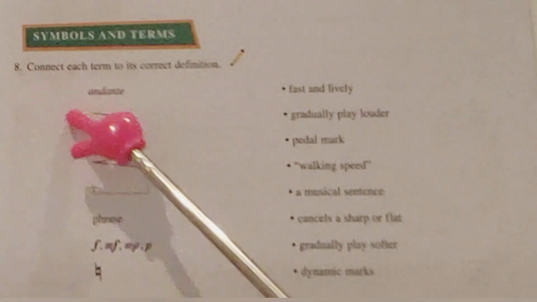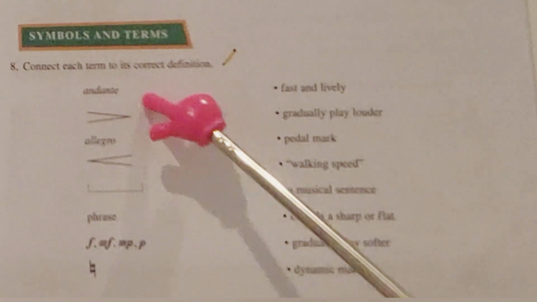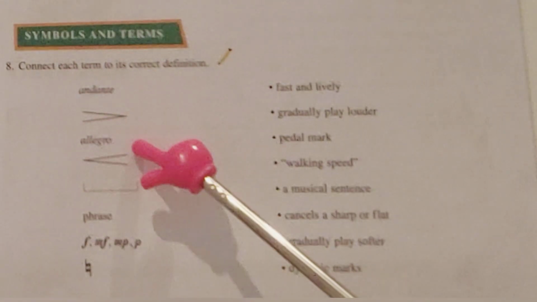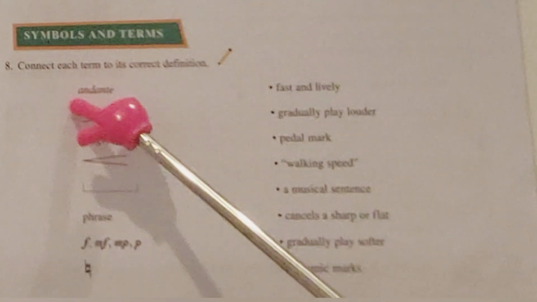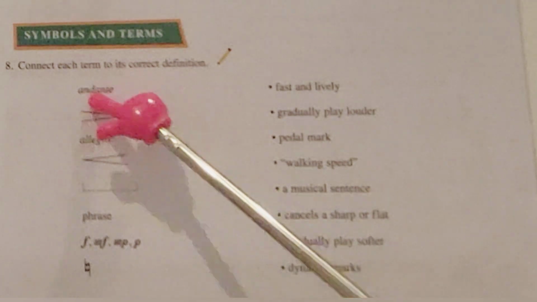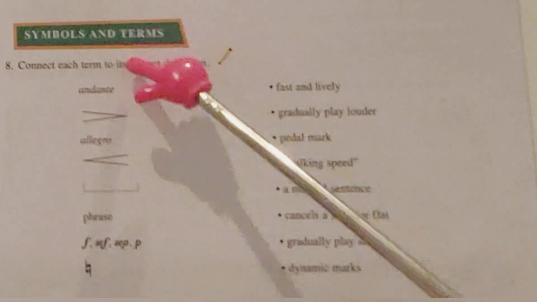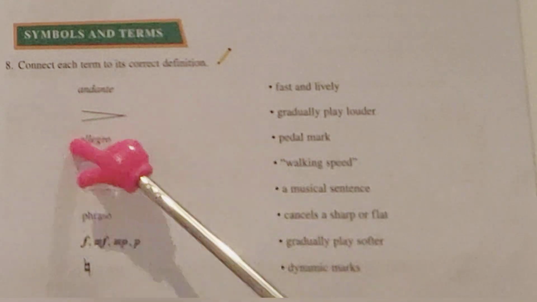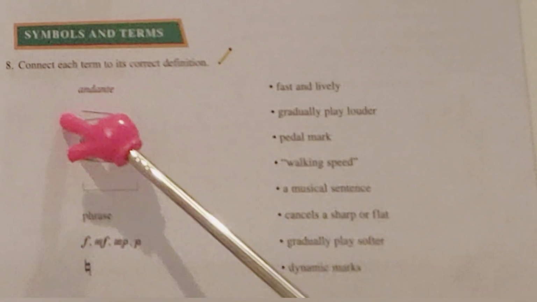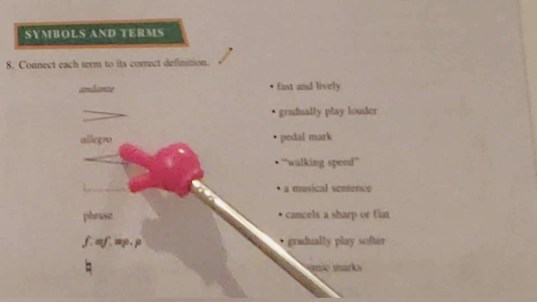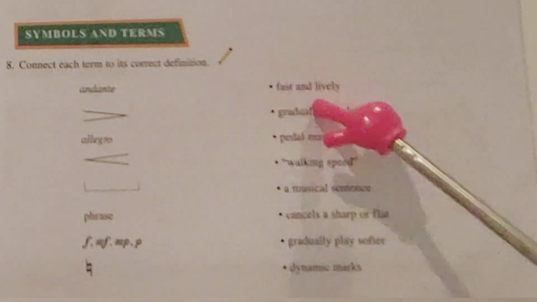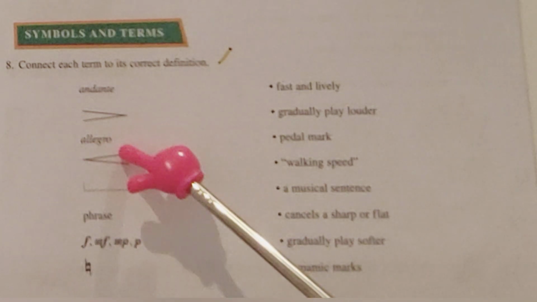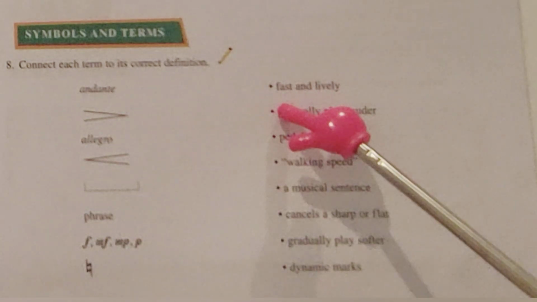And terms. Andante, normally this speed indication is put on top of the song on the left side. Andante means walking speed. And the closed mouth means gradually play softer. Allegro means fast and lively. The open mouth means gradually play louder.